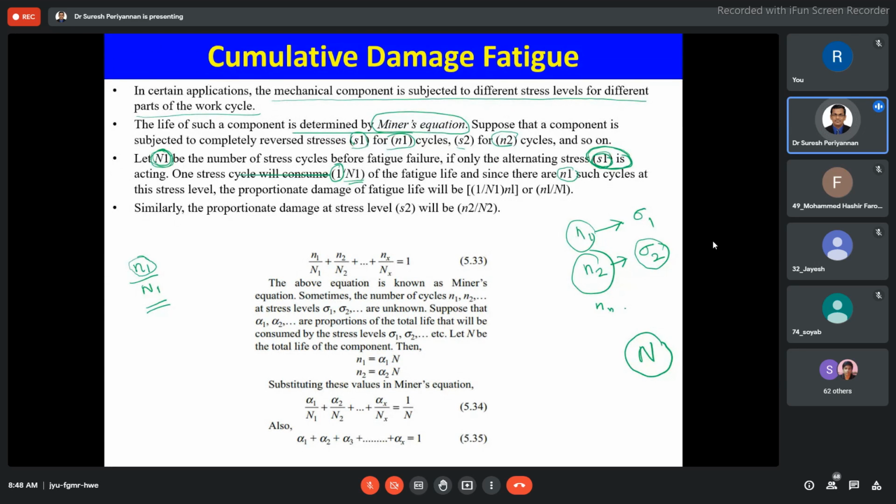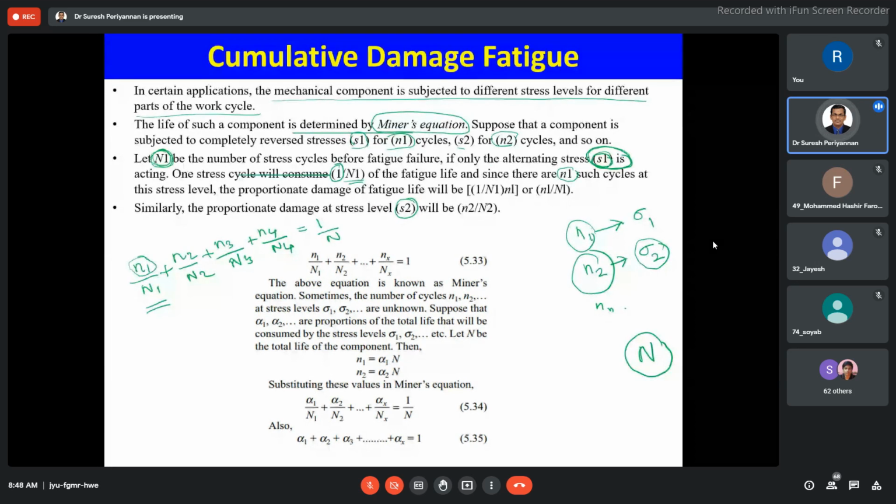Similarly, I consider stress amplitude S2 for n2 cycles, giving n2 divided by capital N2, plus n3 by capital N3 for S3, plus n4 by capital N4 for S4. Finally, the sum is going to be 1. The total n1 plus n2 plus n3 plus n4, like that, is the total of N cycles.